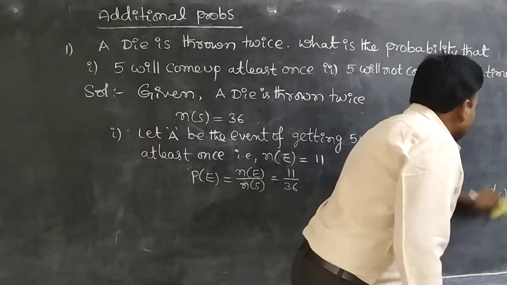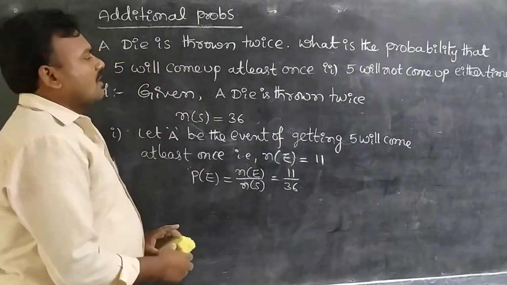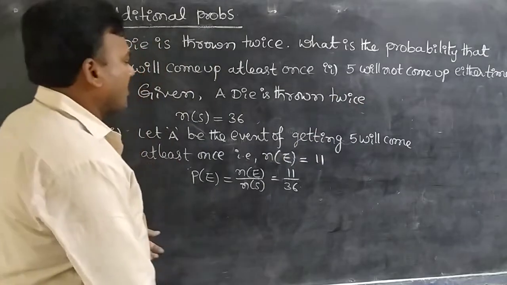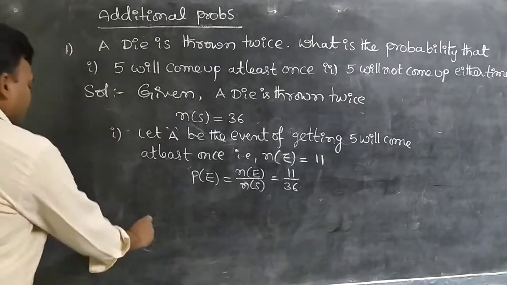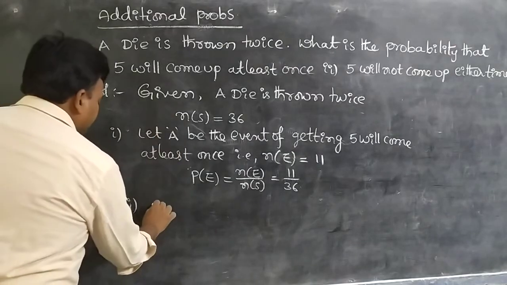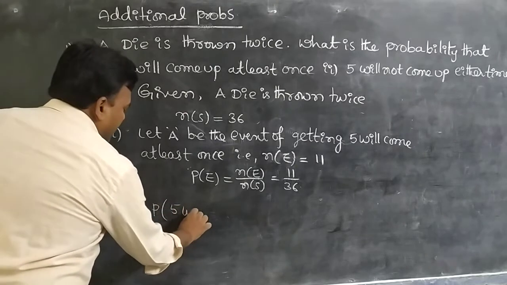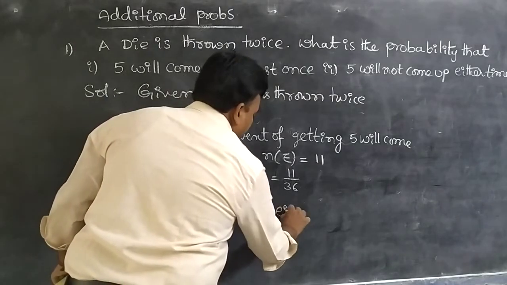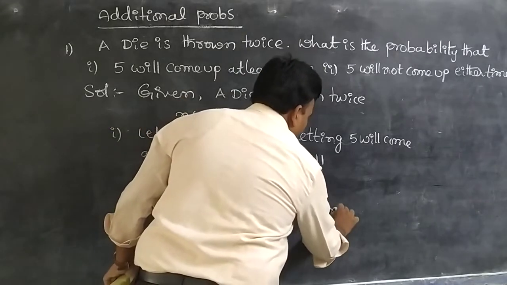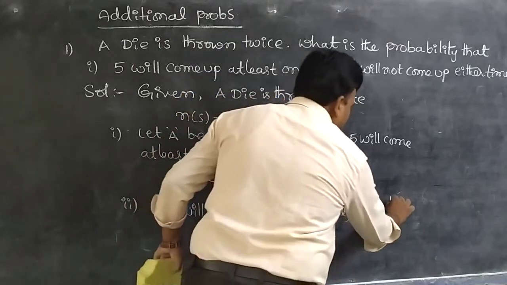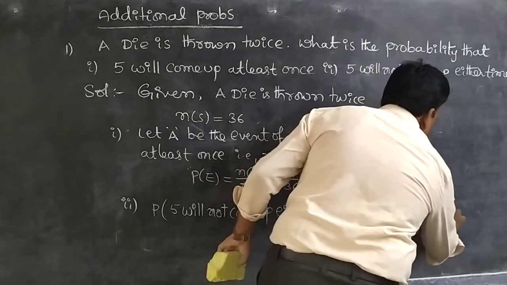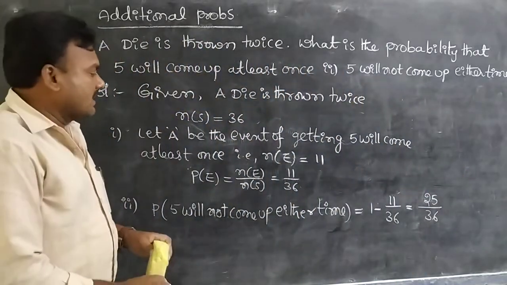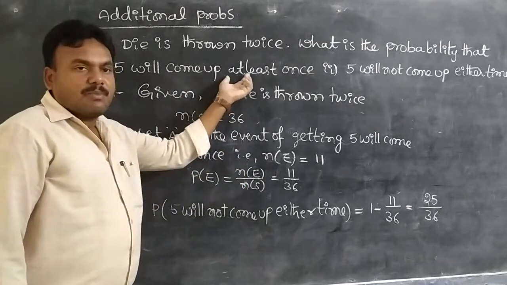Next one. What did they ask? 5 will not come up either time. That is the complement of getting 5 at least once. So probability of not event equals 1 minus 11 by 36. Take the LCM of the denominator, 36. 36 minus 11 becomes 25 by 36. 25 by 36 is the final solution. This is also a very important model, friends, so practice carefully.